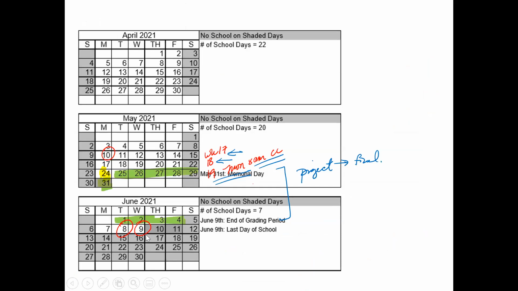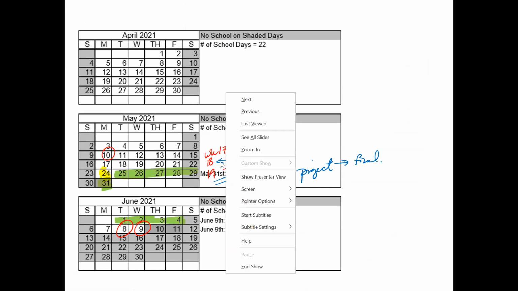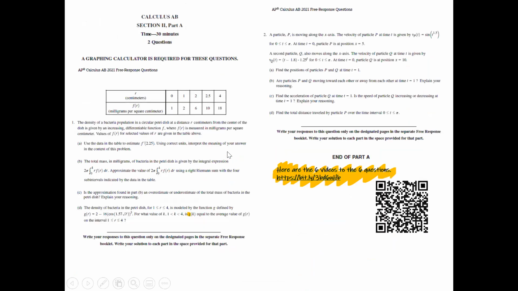You guys have your finals on the 8th and the 9th of June. Your AP exam for 2021 is going to be on the 24th, which is week 19 Monday. And this is week 17 Tuesday. So you have roughly about 3 weeks.